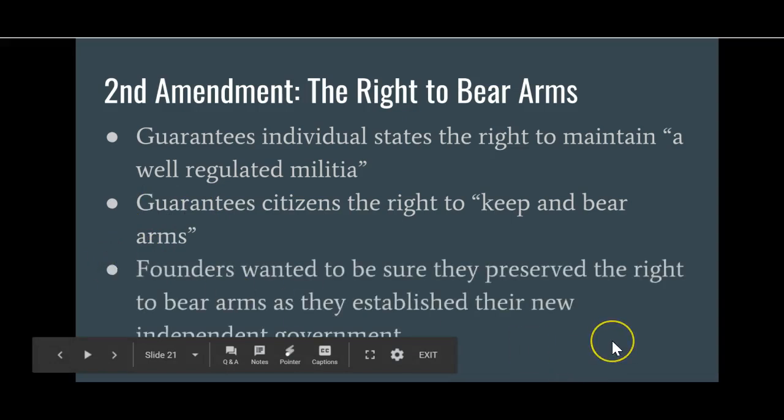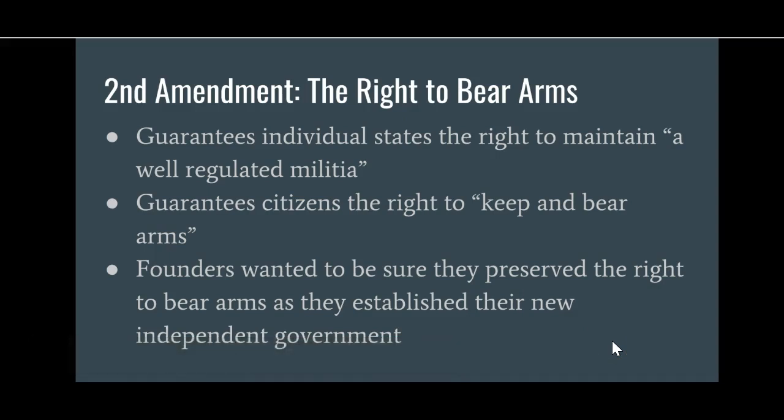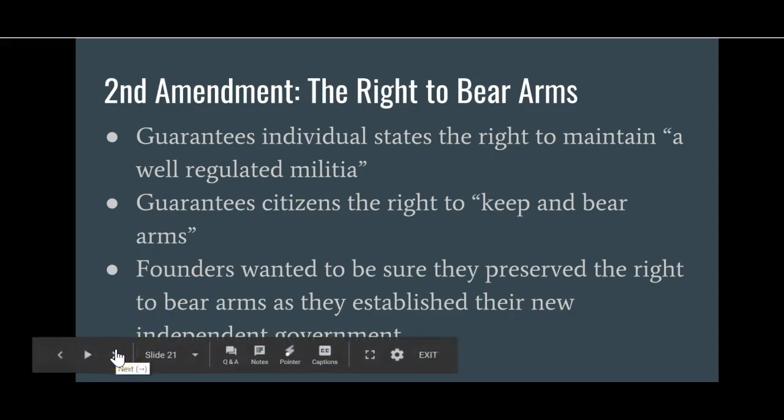Now, it says here that our founders wanted to be sure they preserved the right to bear arms as they established their new independent government. We always have to remember the situation of the lives of our forefathers, that they lived as colonists when England was telling them what to do and even taking away some of the freedoms that they came to the United States for. So pause the video here if you need to write down this information before we go to the next slide.